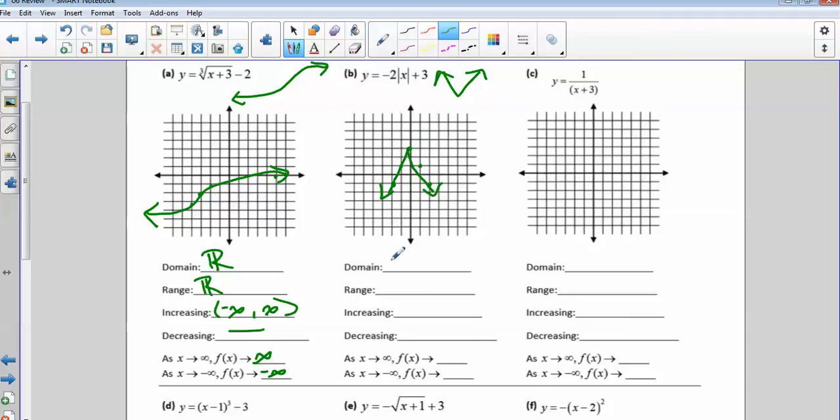So my domain is all real numbers. My range starts down here at negative infinity and goes all the way up to my maximum value of 3.